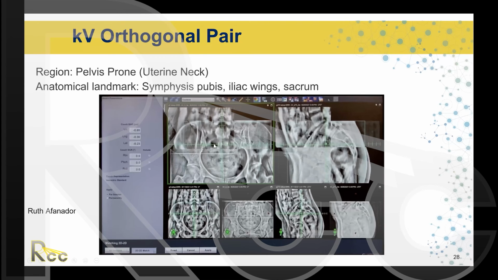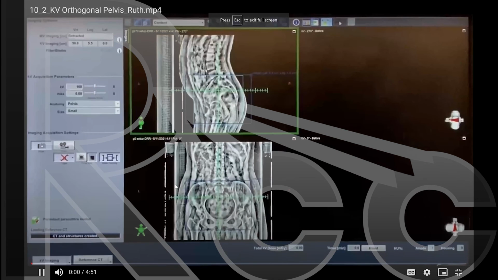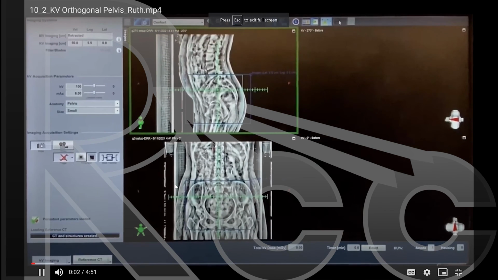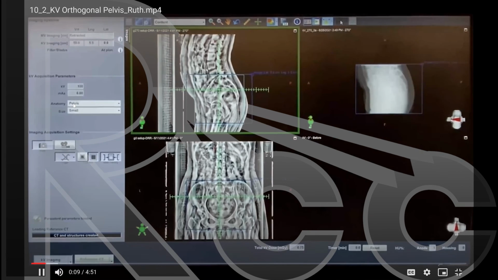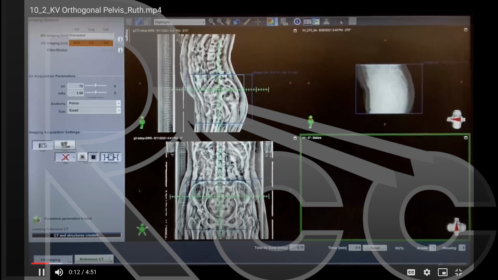So our KV orthogonal pair is the same method. In this case, it is a pelvis patient. So we're going to take 2 KV images. One is an AP, one is a lateral. And in this case, our presets are done for us. So Claire mentioned being able to tweak and set up your KV and MAs. The software systems typically have built-in presets. So you'll say, okay, this is a pelvis patient, this is a chest patient, this is a head patient.